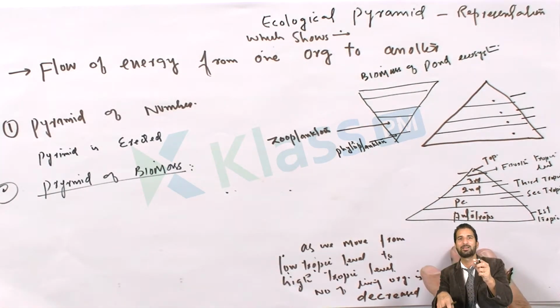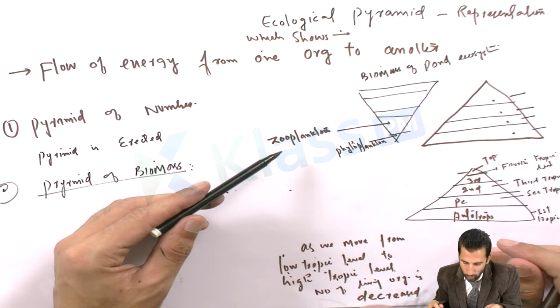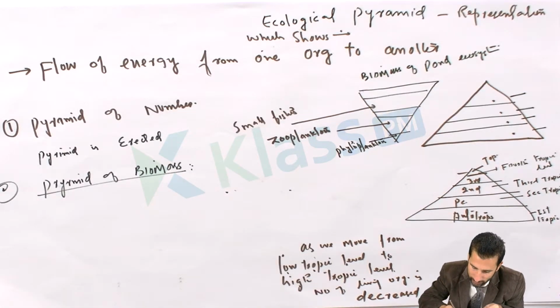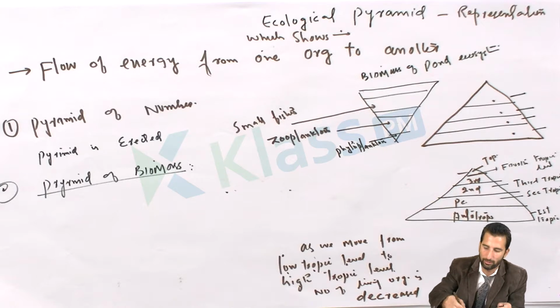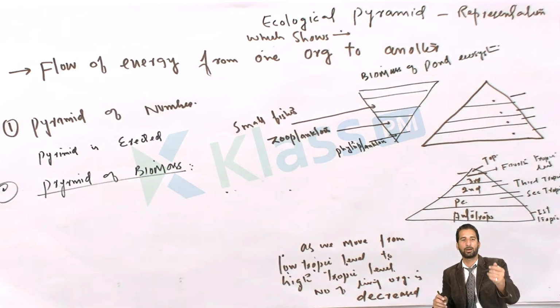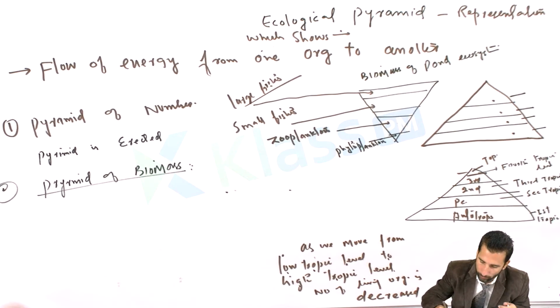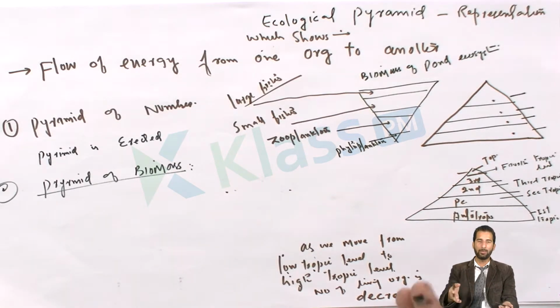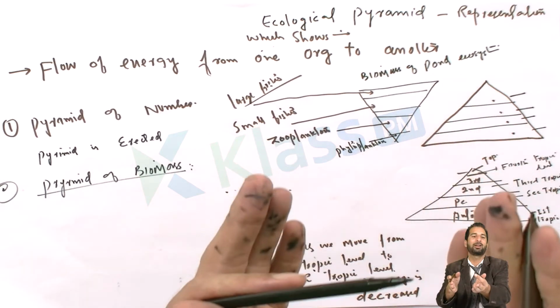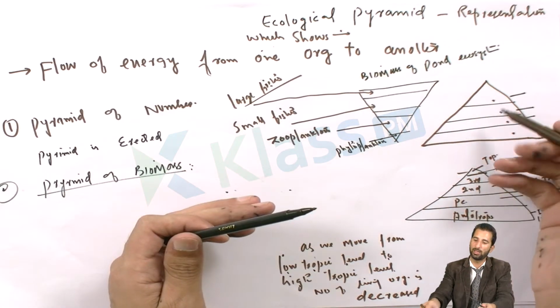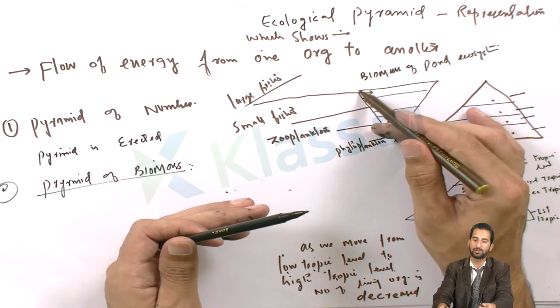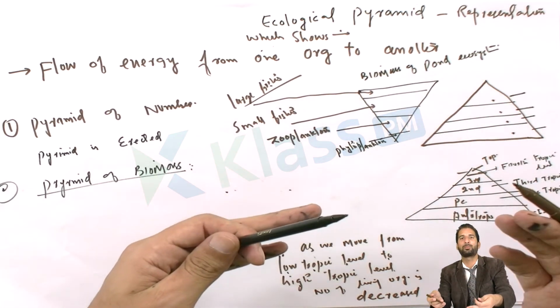The mass of zooplanktons would be larger than phytoplanktons. So these zooplanktons are being eaten by small fishes, and these small fishes in turn are being eaten by large fishes. So this is the pyramid. But this pyramid is not erect. This is inverted. If you see the opposite of this structure, it is like this. So this is an inverted pyramid.